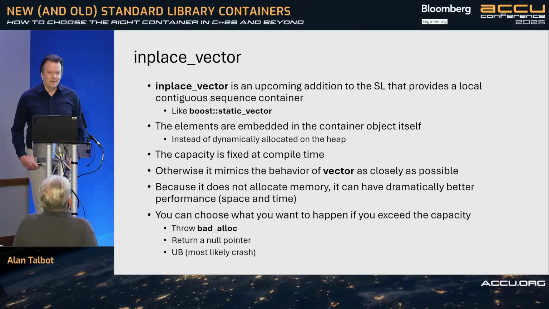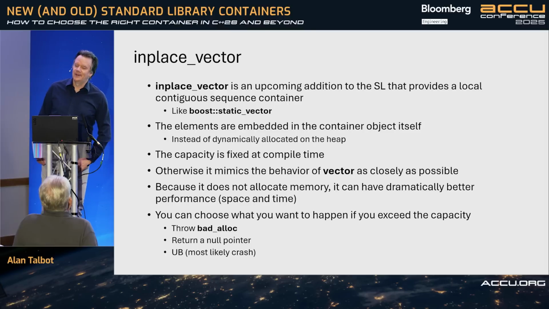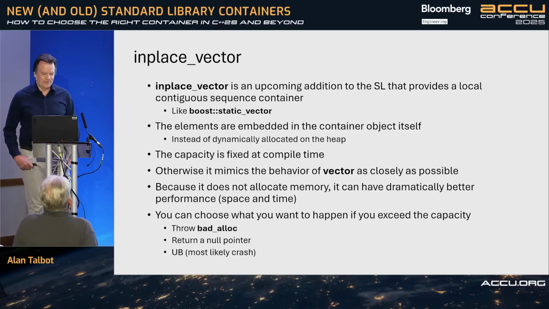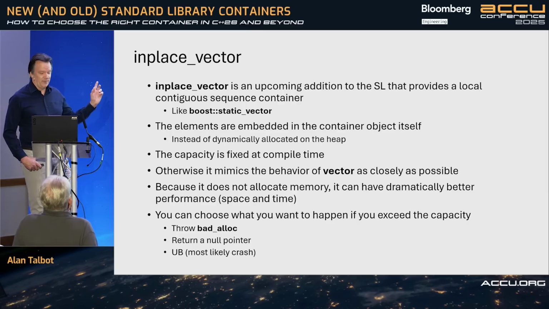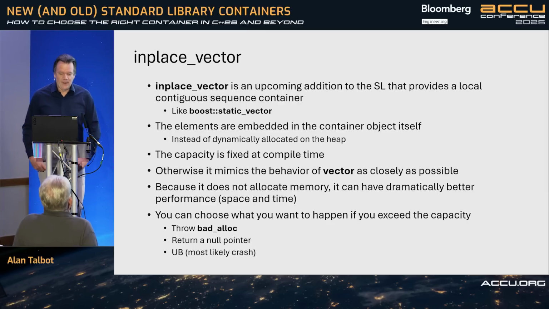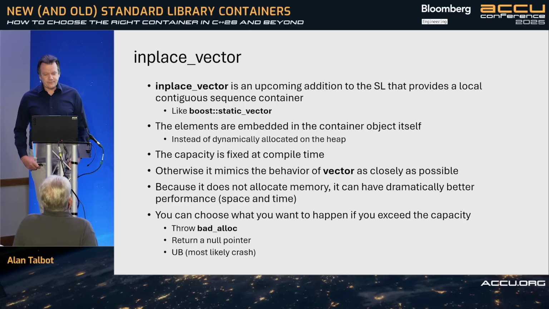All right. Let's go to some good news, something more fun. In-place vector is a new upcoming addition. By upcoming, I mean C++26. This provides a local contiguous sequence container. And I don't think I mentioned this before, but by local, I mean not out on the heap. I mean on the stack, embedded in an object, in global memory, in registers, but not dynamically allocated.